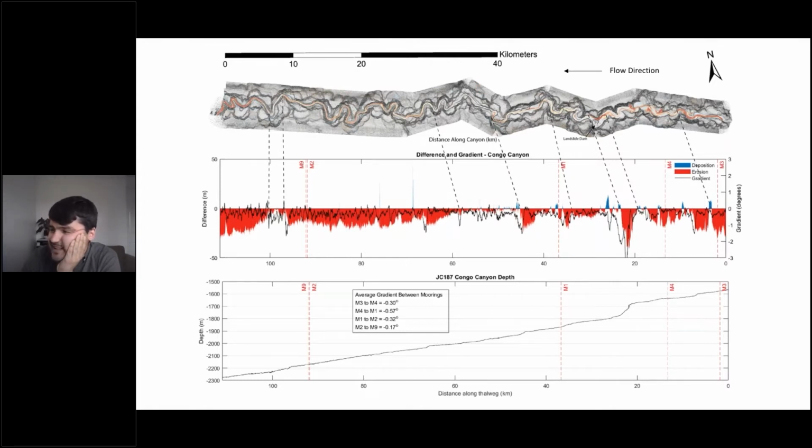What's striking in this difference map is the sheer amount of erosion that we're seeing throughout the system. There's on average 10 meters of erosion throughout the entire channel floor of the Congo Canyon.